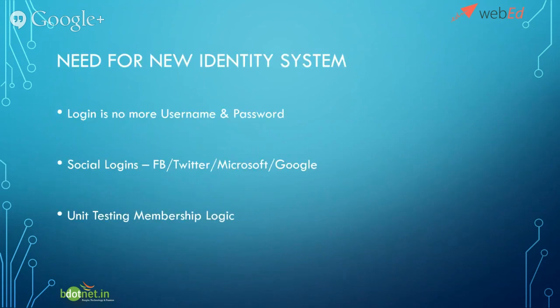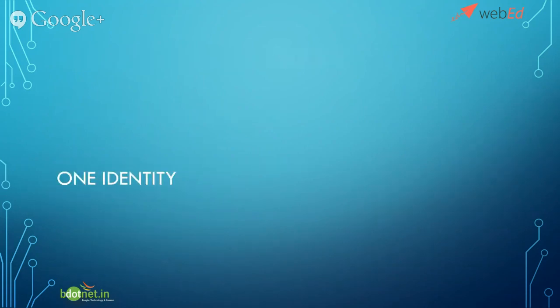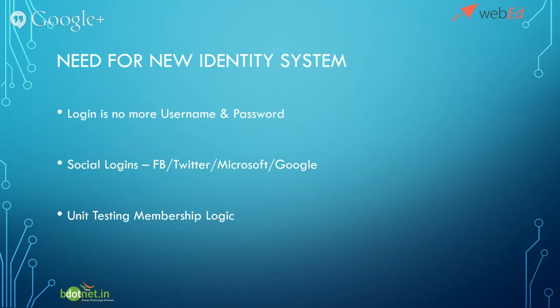So now comes One Identity. This is a new identity system, or the authentication mechanism that has been introduced in ASP.NET, and this is available only if you move to ASP.NET 4.5 and above. This was released along with Visual Studio 2013. Visual Studio 2013 comes with .NET 4.5, so you need to be on .NET 4.5 if you want to make use of One Identity. So what is One Identity? First let's understand the need for this new identity system. Why do we need that?